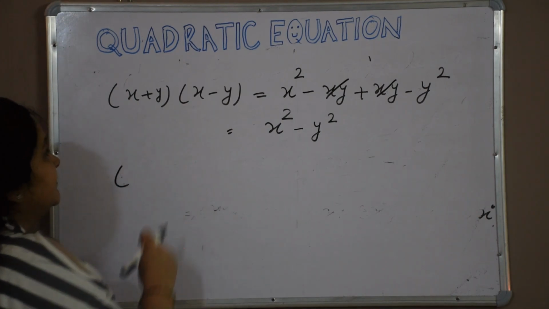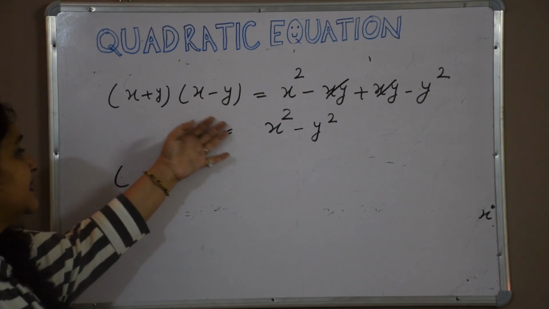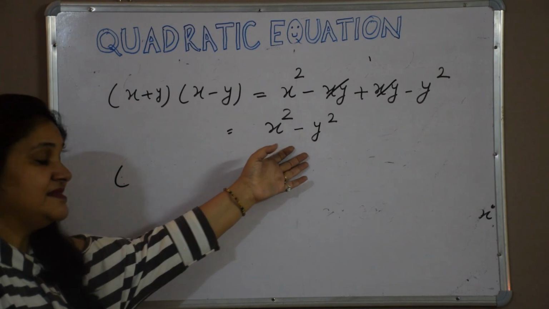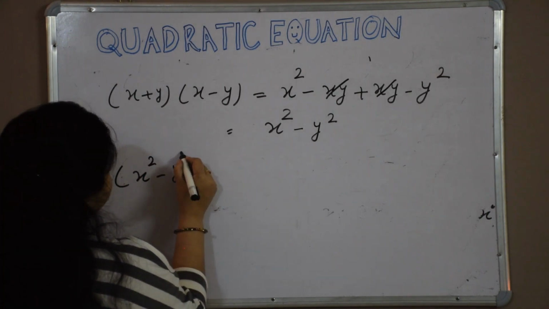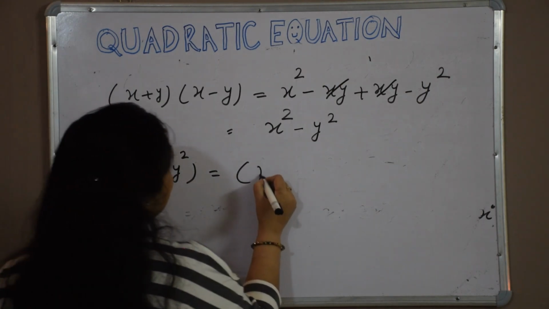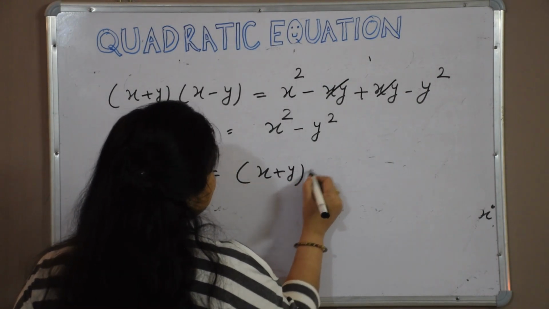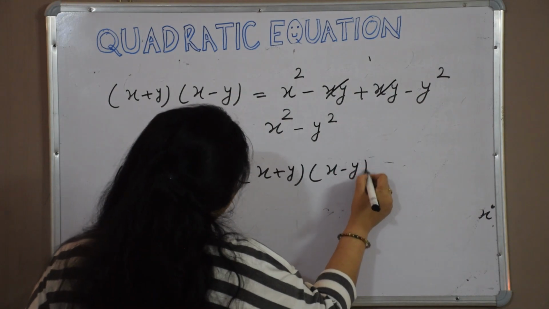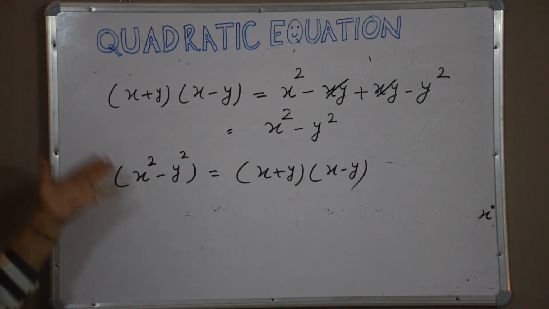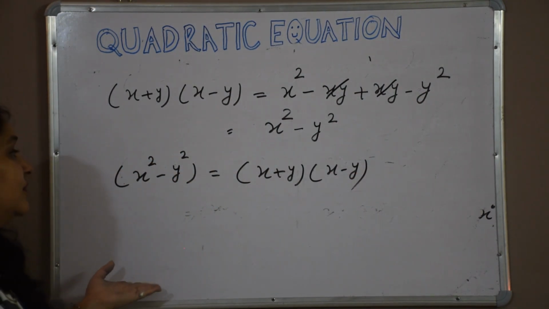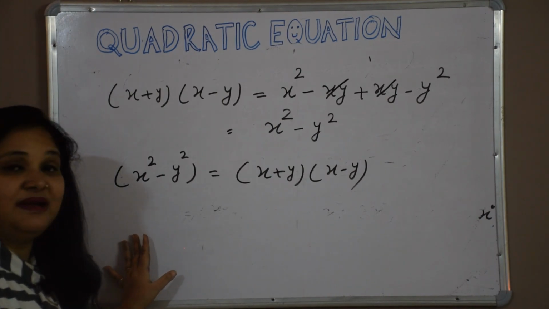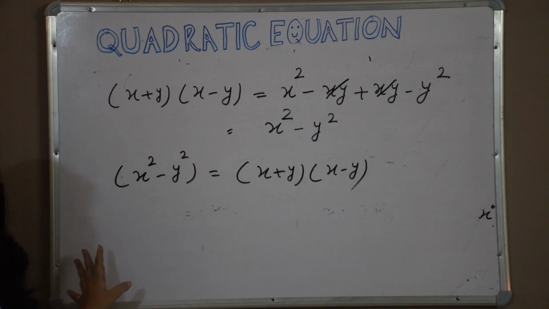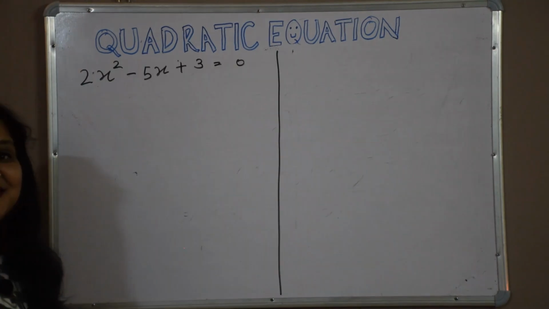Not always is it given to us as (x plus y) into (x minus y) equal to x square minus y square, but we can use it as x square minus y square is equal to (x plus y) into (x minus y). So these results are very helpful, and we use all these results very frequently, and now we have to remember all these results.